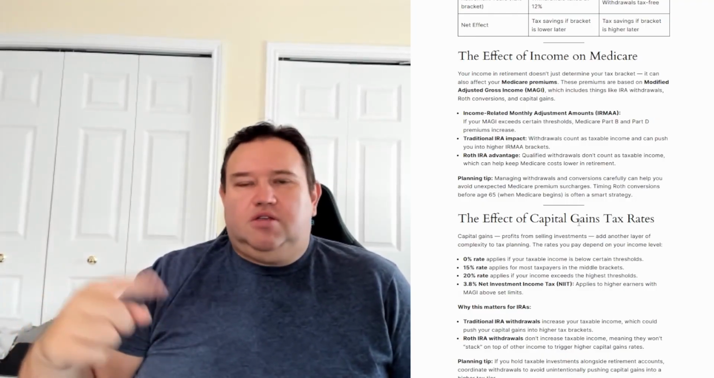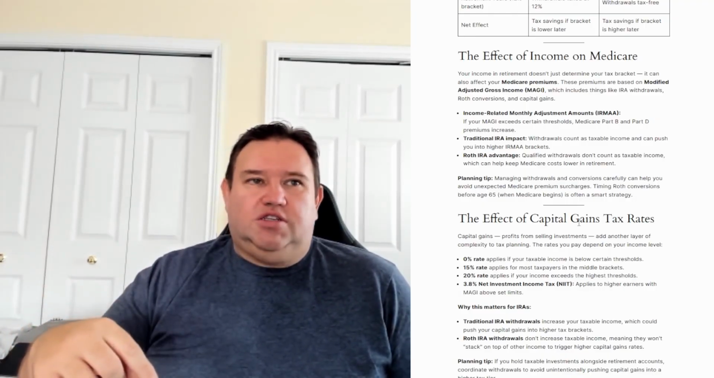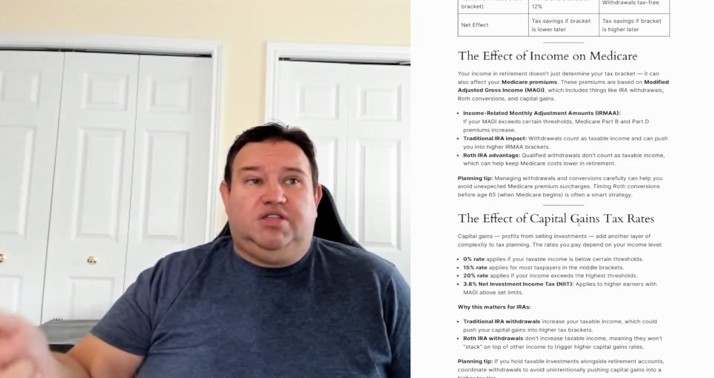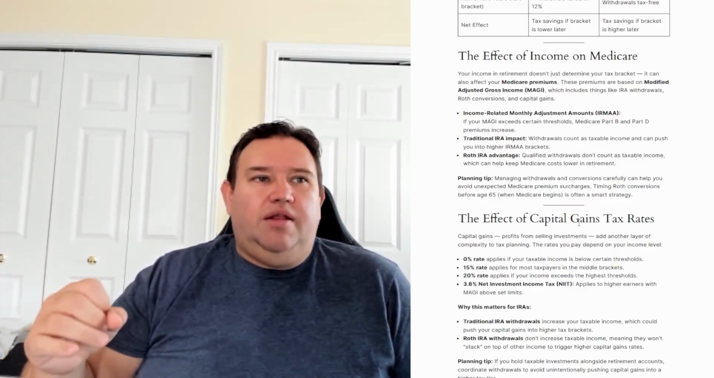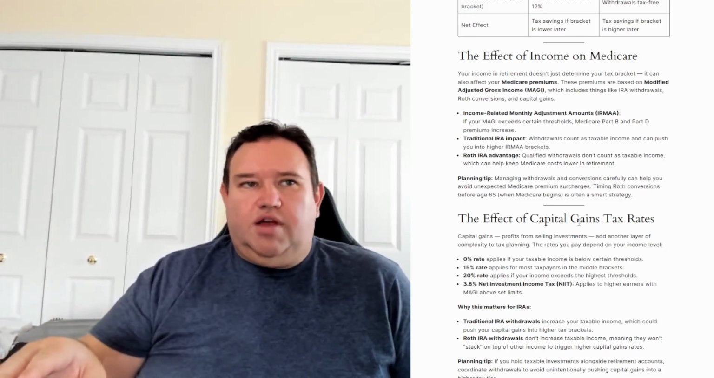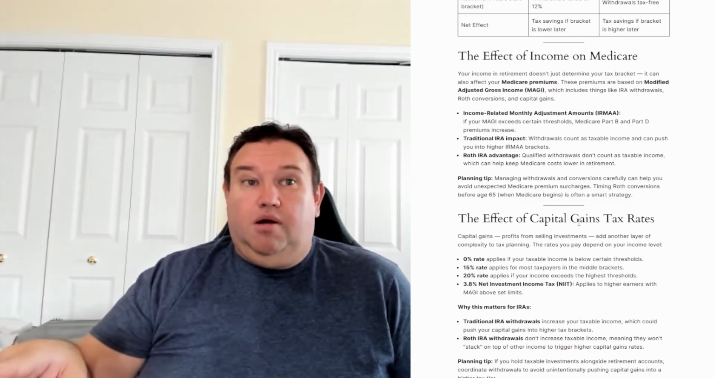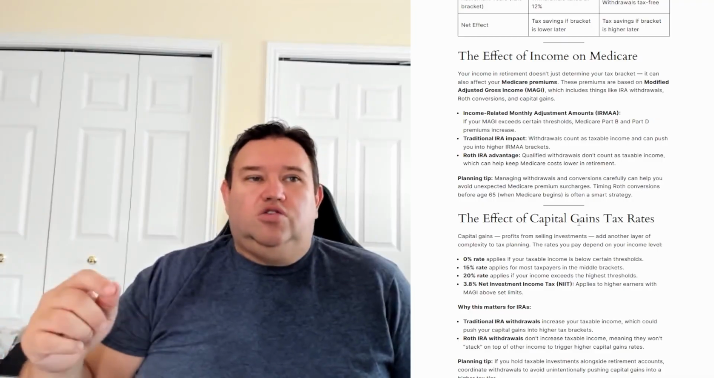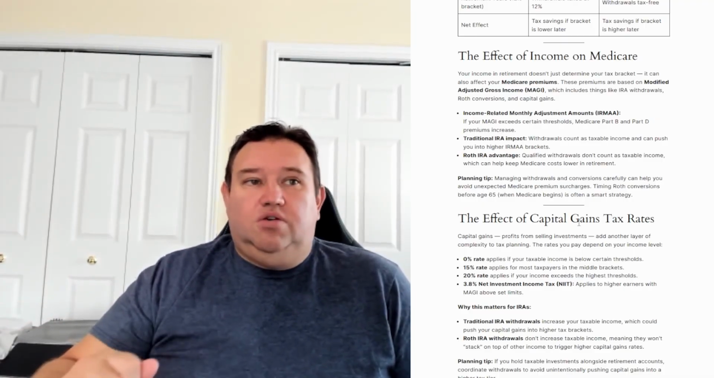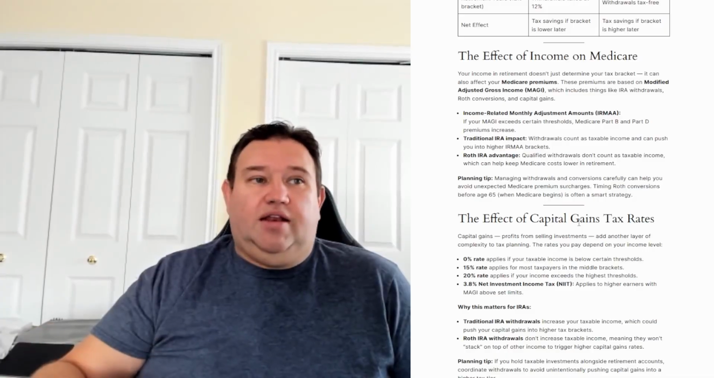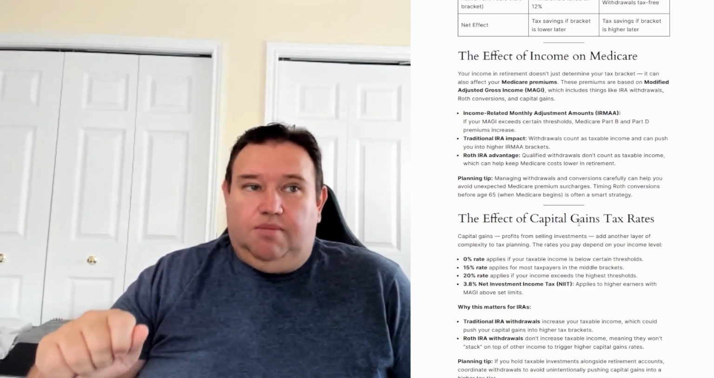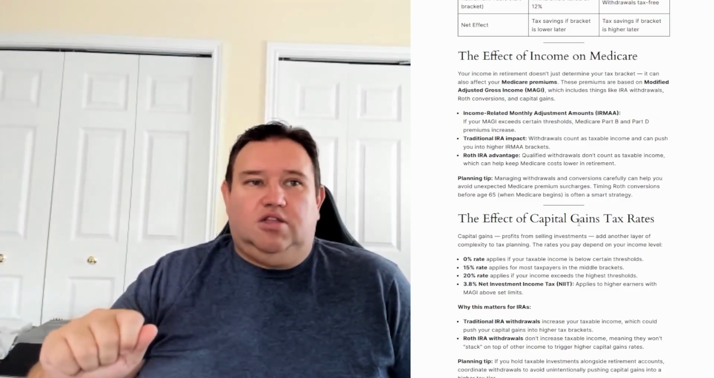These premiums are based on your MAGI, or modified adjusted gross income, which includes things like your IRA withdrawals, conversions, and capital gains, through income-related monthly adjustment amounts, or IRMAA. If your MAGI exceeds a certain threshold, Medicare Part B and Part D premiums increase. Traditional impact: withdrawals count as taxable income and can push you into a higher IRMAA bracket. Roth advantage: qualified withdrawals don't count as taxable income, which can help keep Medicare costs lower in retirement.